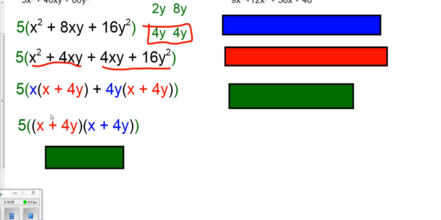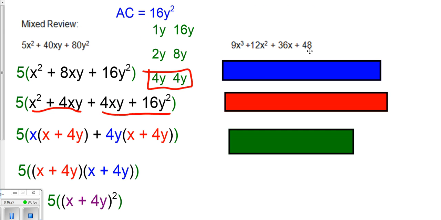You can always leave it like this, but also if you recognize x plus 4y and x plus 4y are the same thing, you can combine those into an x plus 4y squared. So we would call this 5 times the amount x plus 4y squared. So this would be our factored answer.